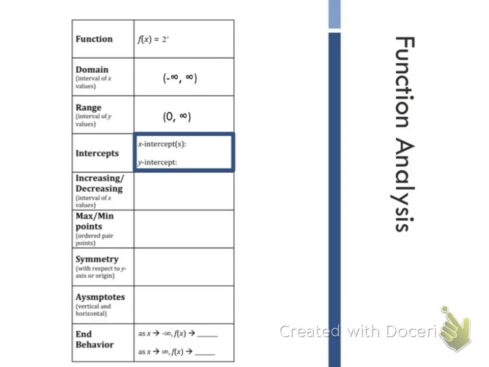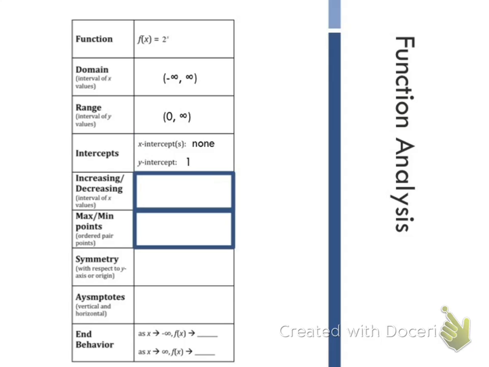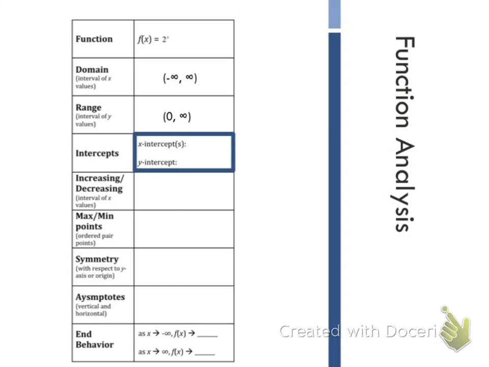Now what about x and y intercepts? Well, again, if we go back and look at our graph, I'm sorry guys, I missed a slide in here. So let's just do this quick. Remember our graph looked something like this. Okay, so again, if I can't cross my x-axis, then that means there's no x-intercept.